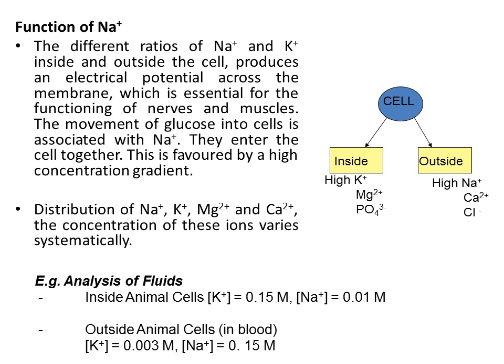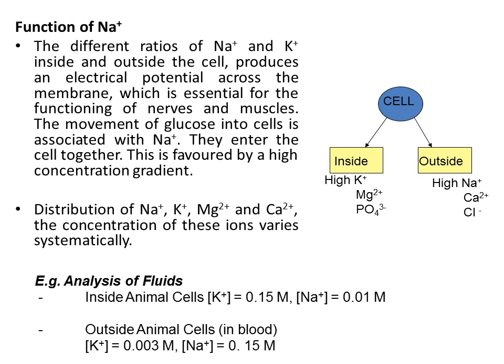And sodium, so the different ratios of sodium potassium inside and outside the cell produces an electrical potential across the membrane, which is essential for the functioning of nerves and muscles. So the movement of glucose into cells is associated with sodium, and they enter the cell together, and this is favored by a high concentration gradient. So distribution of sodium, potassium, magnesium and calcium, the concentration of these ions varies systematically.